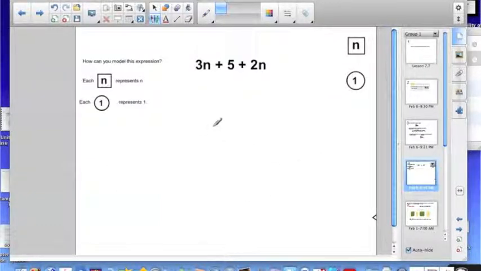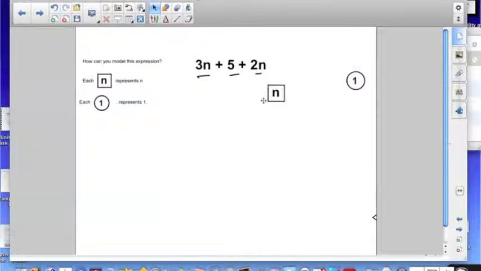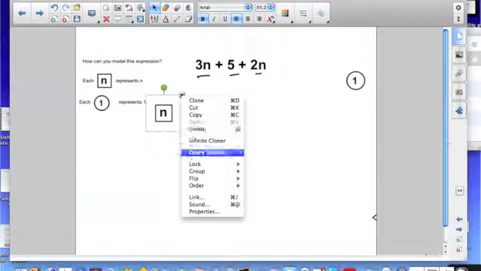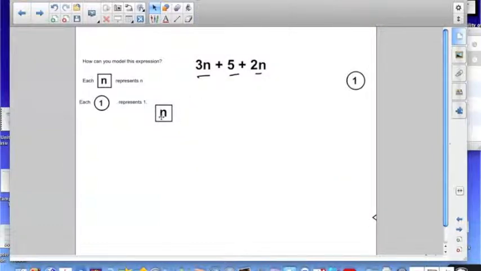So here's an algebraic expression. Our terms are 3n plus 5 plus 2n, and we want to write an equivalent expression by combining like terms. One way to think about this is by modeling it. We could think about that 3n as n plus n plus n.